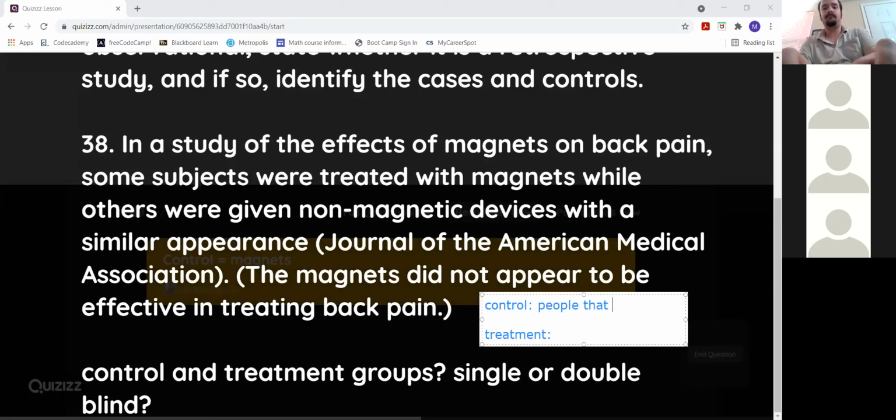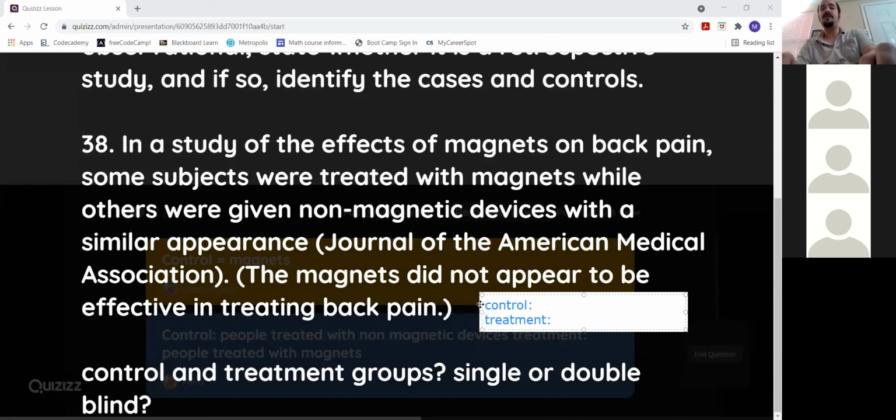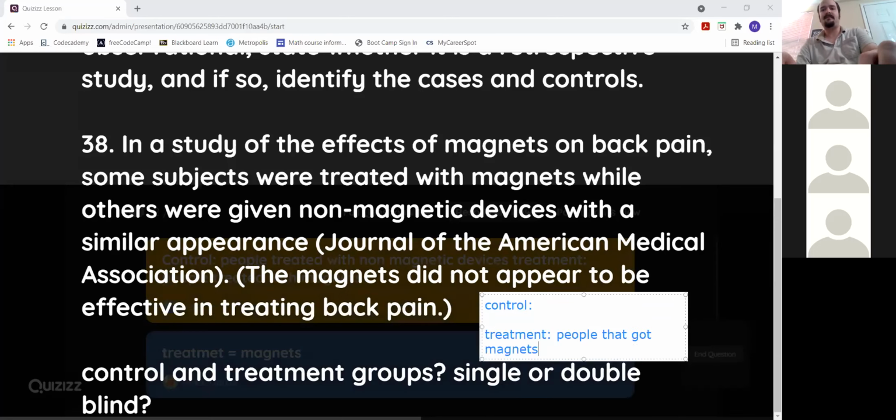Wait, control is the one with the magnets, right? Control would be the people that got the treatment. Oh, that's treatment. The treatment would be the magnets. So the treatment group would be the people that got magnets. And if the treatment is the people that got magnets, the control group would be the people that got what? The fake.